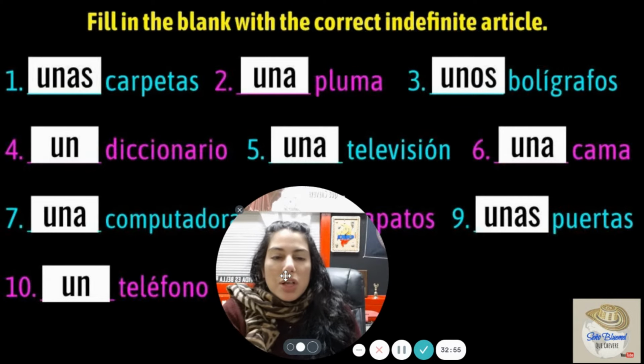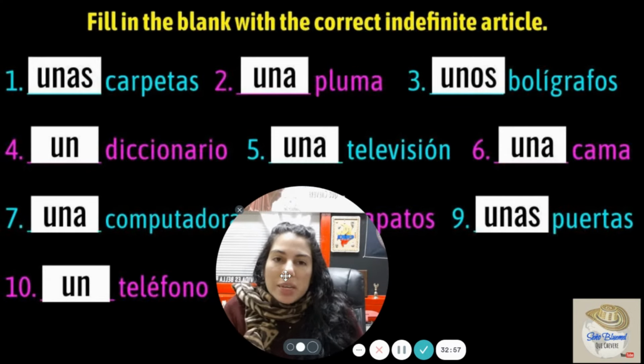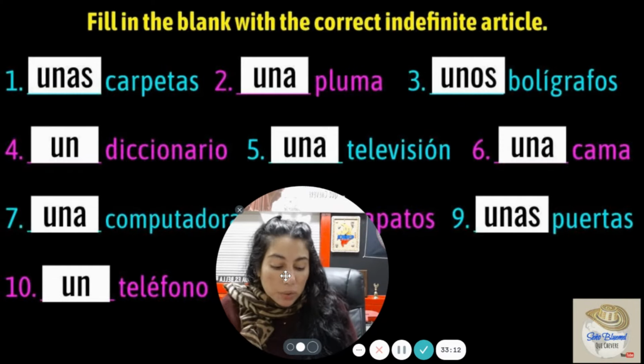So make sure you pause the video and you make some notes about definite articles, which are el, la, los, and las, and indefinite articles, which are un, una, unos, and unas.